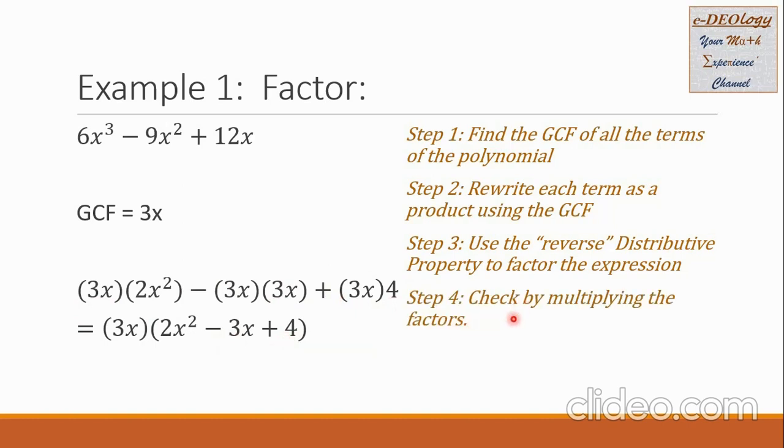Step 4, let us check our answer by multiplying the factors. We should go back to the original problem after the multiplication. So the 3x multiplied by the 2x squared, I will get 6x cubed. And then the 3x multiplied to negative 3x, the answer is negative 9x squared. And then 3x times 4 is positive 12x. So we are sure that this is correct, and this is our final answer.